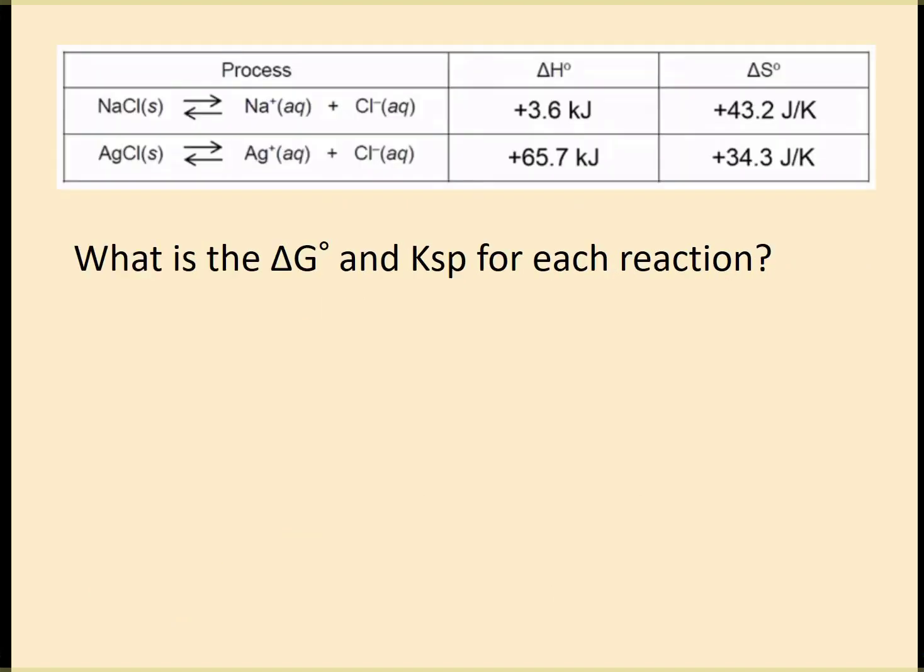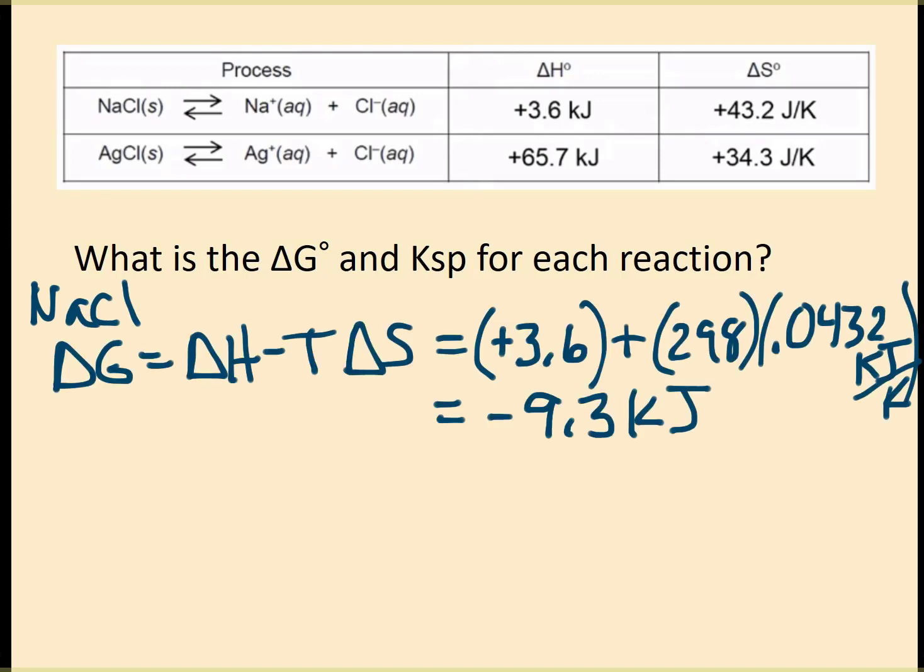Here we have the dissolution of two solids in water, and we have sodium chloride and we have silver chloride, and we're given their delta H's and their delta S's. So let's find the free energy and also the equilibrium constant for each reaction. So let's do our sodium chloride first. When I put my numbers in for the sodium chloride, we get a negative 9.3 kilojoules as our delta G. So we know that this will be spontaneous.